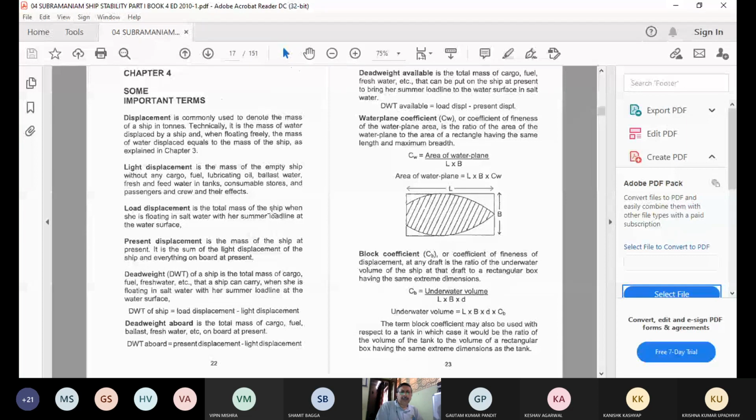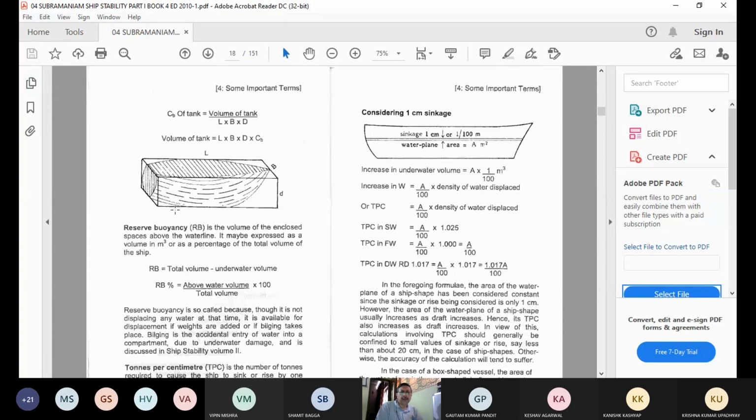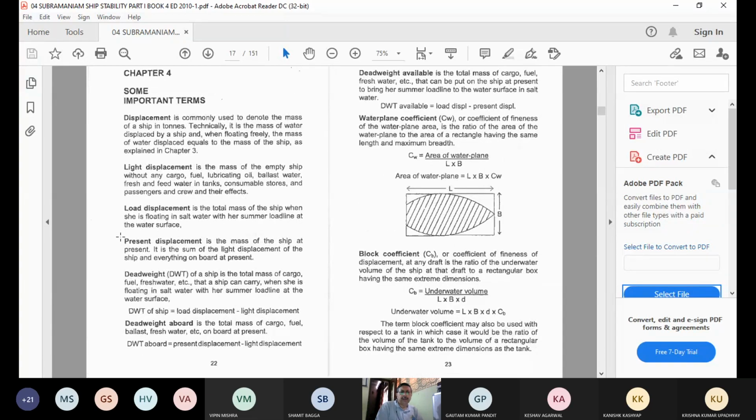Load displacement is the total mass of the vessel when she is floating in salt water with a summer load line at the water surface. That is known as load displacement. Present displacement is the mass of the ship at present, which is the sum of light displacement and everything which is on board at present, which is cargo and the bunkers and the liquids.